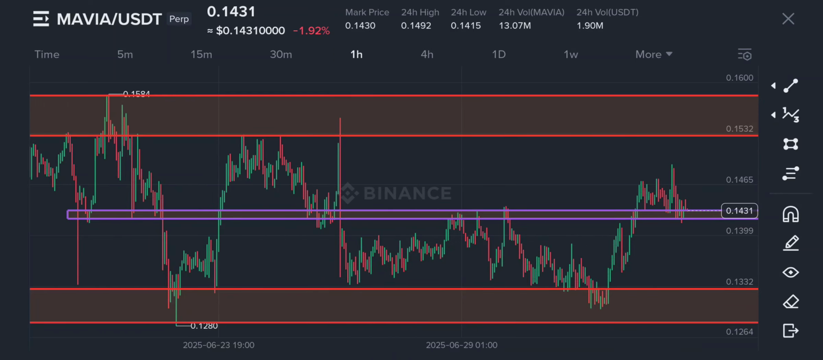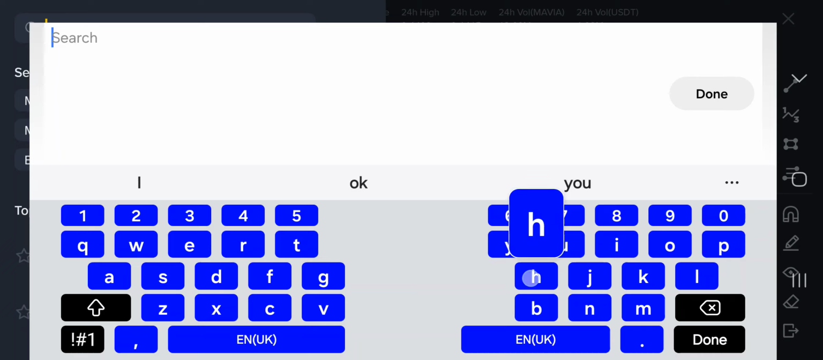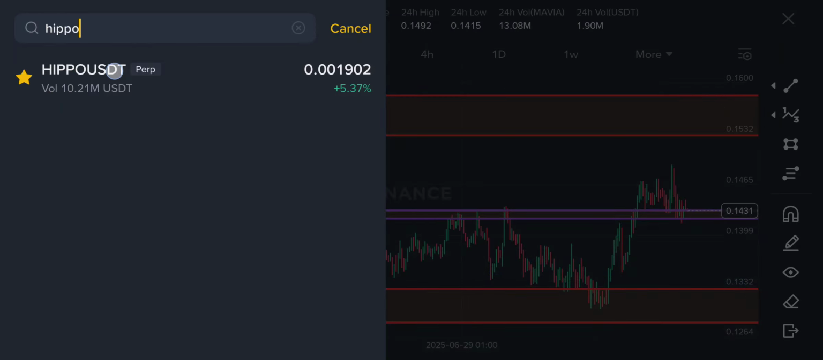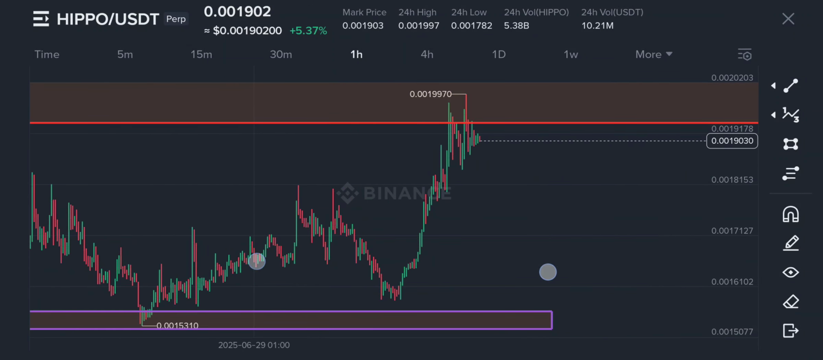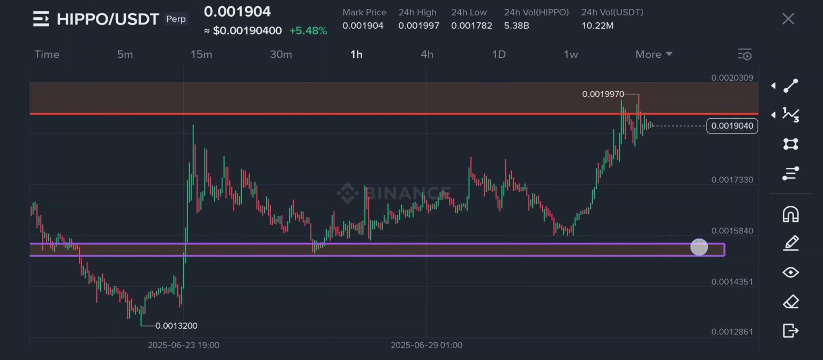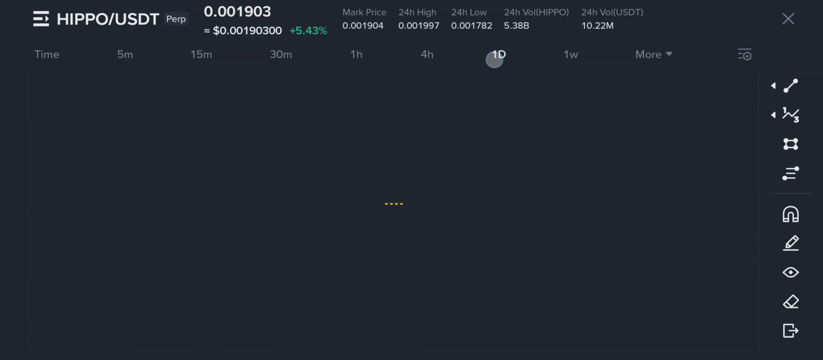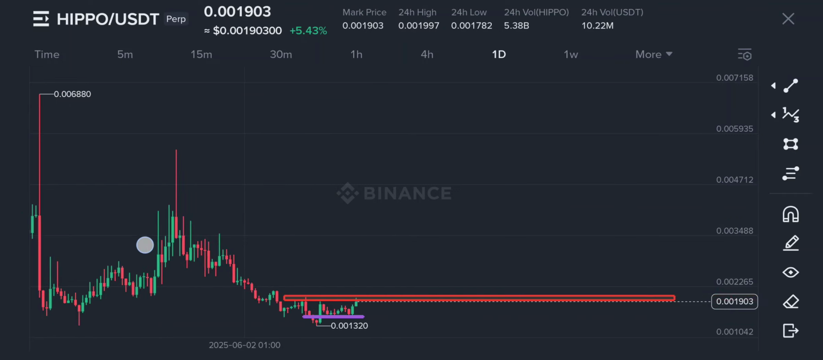Let's look at Hippo. And this is Hippo. Okay, this is what we have on Hippo. I think we have already marked out our area of interest. Let me check. On Hippo, we marked out our area of interest already.